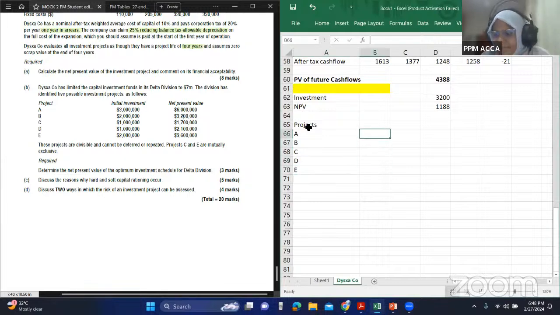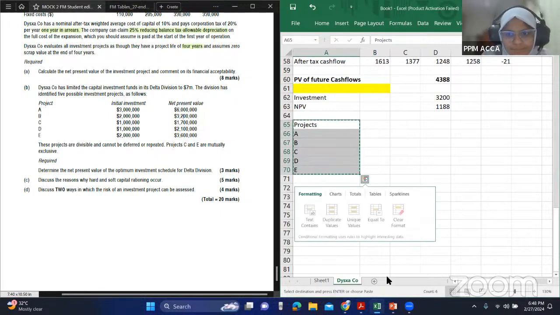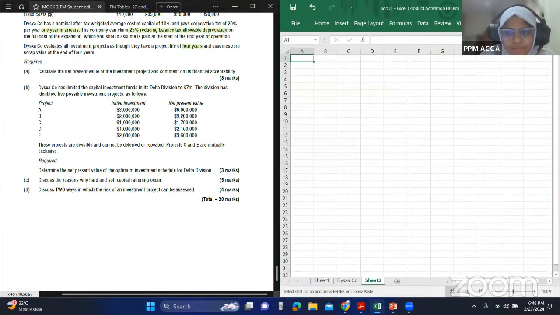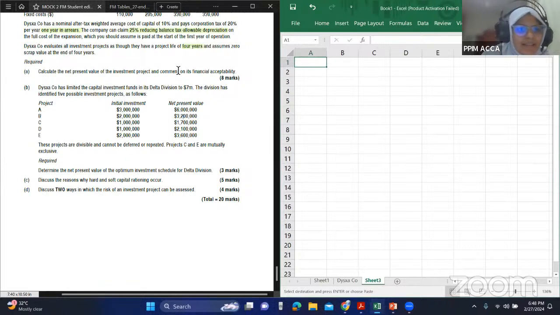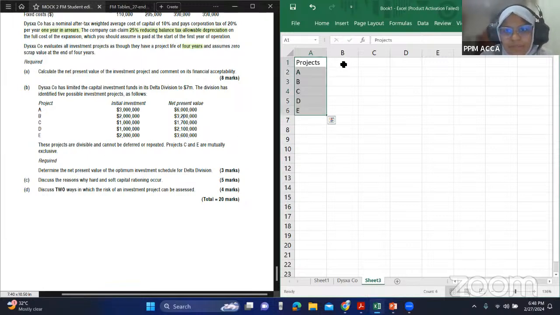Now, the initial investment. Okay, I'll just go to another sheet. At your exam, you won't have a problem, because there will be a separate spreadsheet under requirement A and a separate spreadsheet under requirement B. So even if you adjust the columns, you won't have a problem.